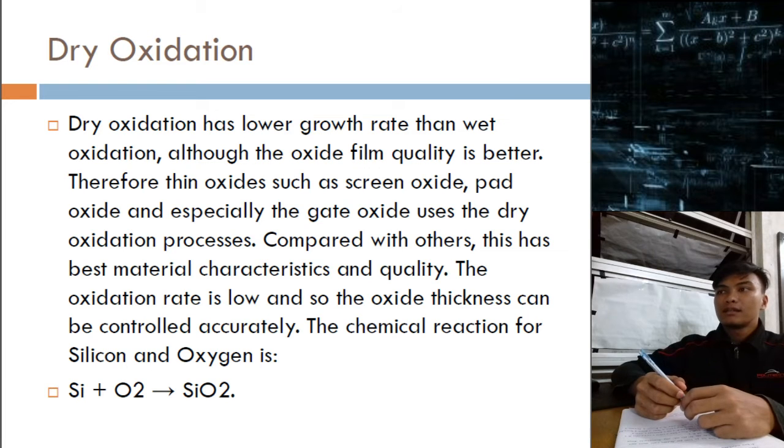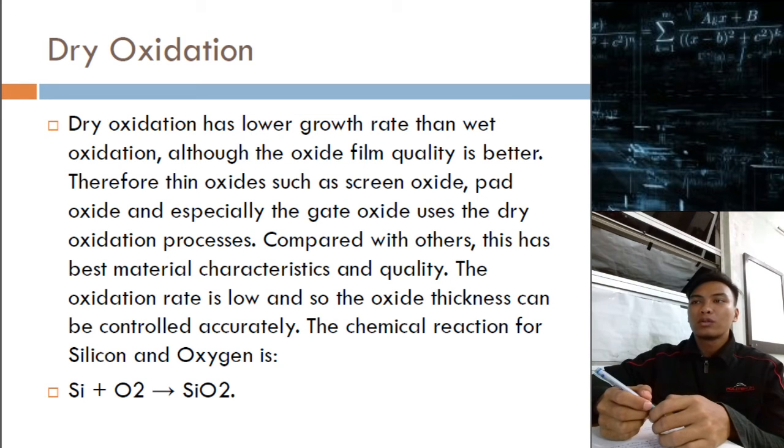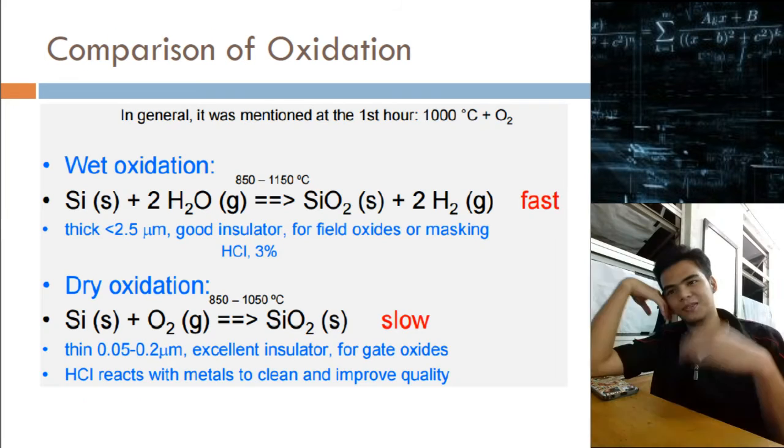Compared with others, this has the best material characteristics and quality. The oxidation rate is low, and so the oxide thickness can be controlled accurately. And the chemical reaction for silicon and oxygen is Si plus O2 gives silicon dioxide.